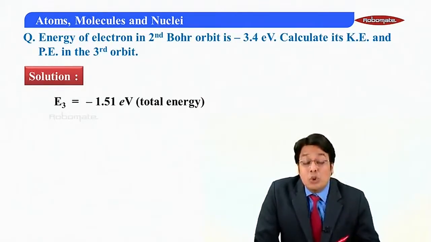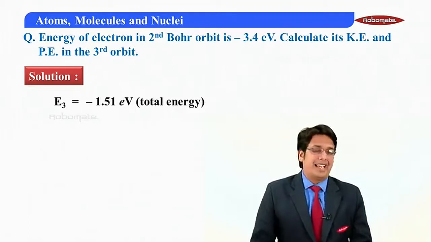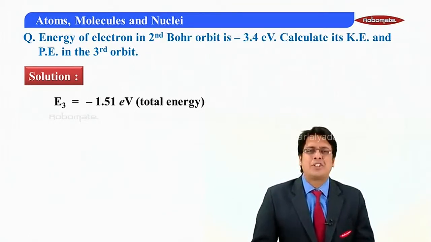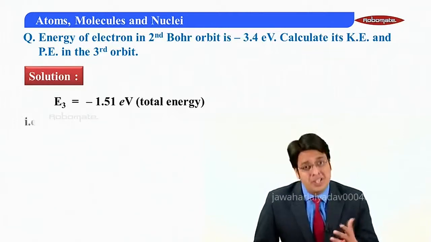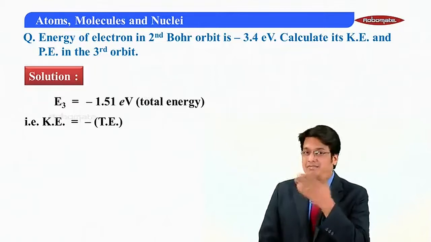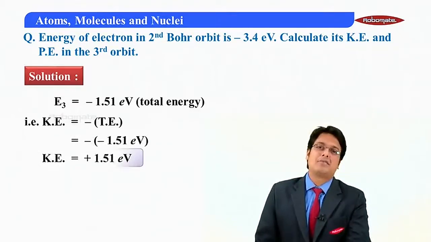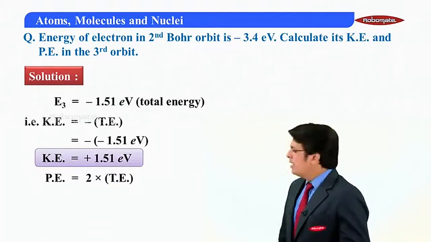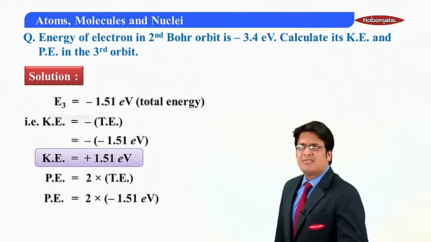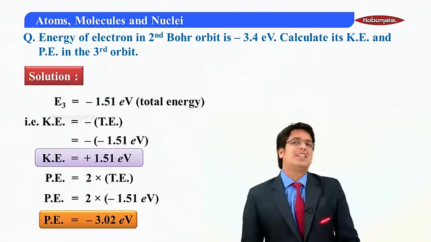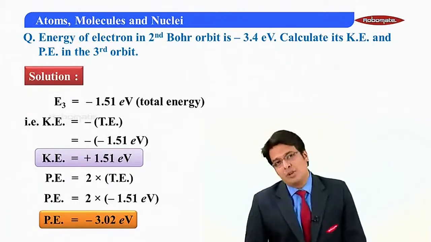Now, E3, that is the total energy of the third orbit, has been found. I want the kinetic energy of that orbit and the potential energy of that orbit. So there's a formula: K is equal to minus of total energy. Just subtract it, you'll get your answer. Big deal. And about potential energy, it's twice of total energy. I'll just multiply by 2. That's it. 1.5 times 2, almost 3. Potential energy is minus 3.02. Now that's the numericals of atoms, molecules and nuclei.